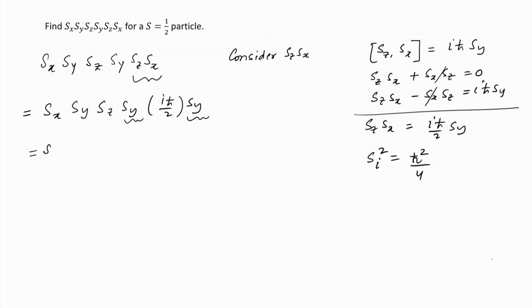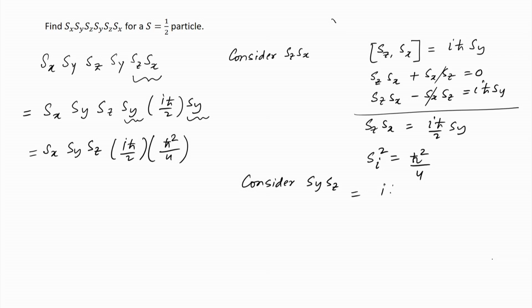So, that gives SxSy, Sz, and I write the iħ/2 that we have gotten earlier, and then we write the ħ²/4 coming from the Sy squared. Now, again do this for SySz. Now, it is in the cyclic sense. So, consider just like earlier, SySz. This can be shown to equal iħ/2 Sx, just like repeating the same algebra as we have done.